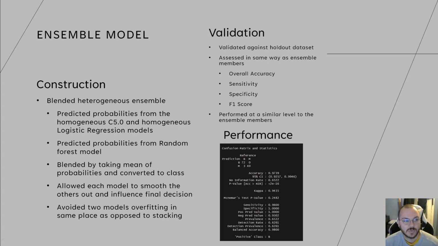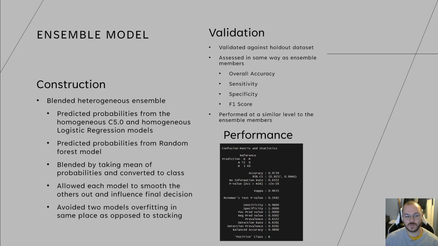And finally, we come to the full ensemble model. It's a blended heterogeneous ensemble of the 3 models that we previously discussed. So I would get the outputs from the homogeneous ensembles from the C5.0 trees and the logistic regression models, which were also blended. And then I would get a probability from the random forest model. And I would blend them by taking the mean of all those probabilities and converting it to a class.